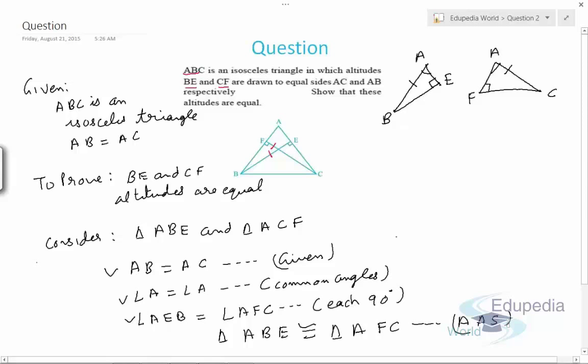So we have the congruent triangles, so we can say that BE equals CF by CPCT. Congruent parts of congruent triangles are equal. So this is how we can prove that if we need to prove the altitudes drawn on the equal sides AC and AB are equal. So this is how we can do these types of questions. Now let's discuss the next question.